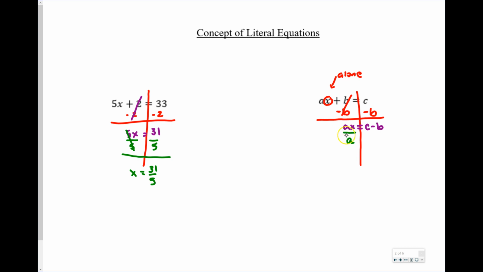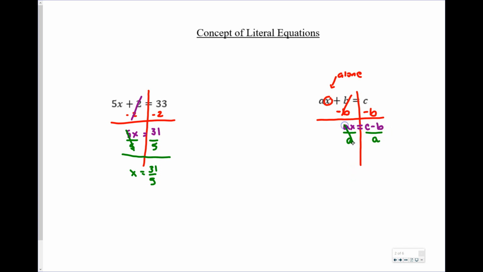Okay, now since I divided by a on this side, here's the weird part. You have to divide the whole thing by a on that side, because remember that c minus b is the same thing as the 31 over here, and I divided that 31 by the 5, so that means that c minus b all has to be over a.